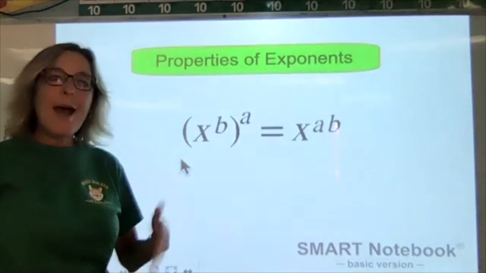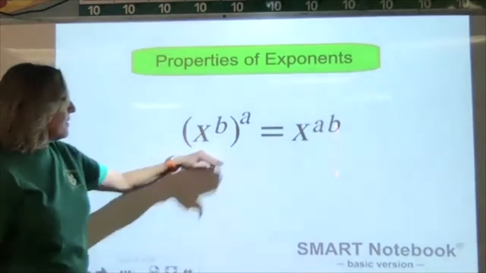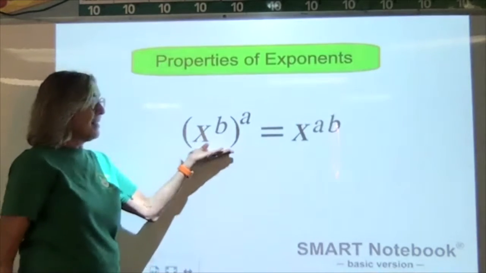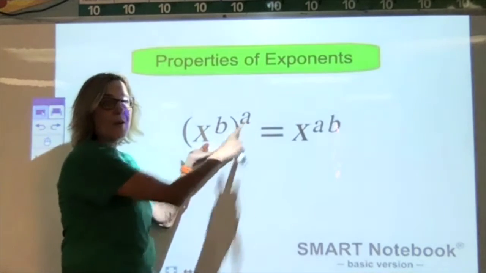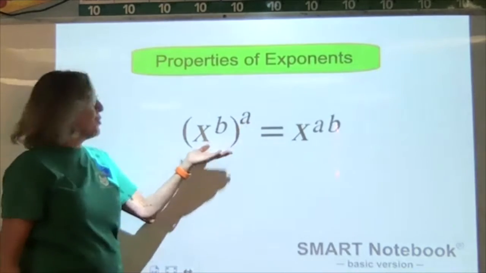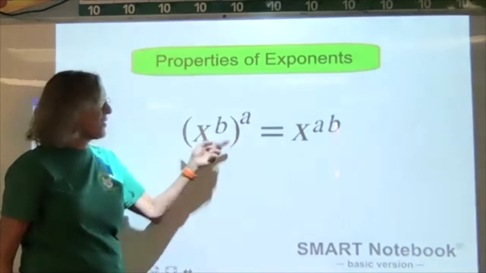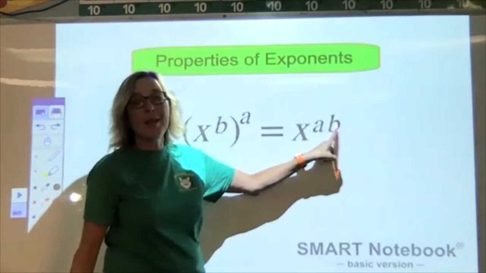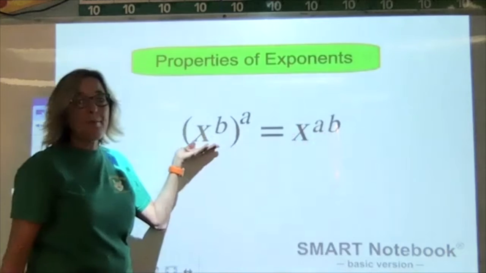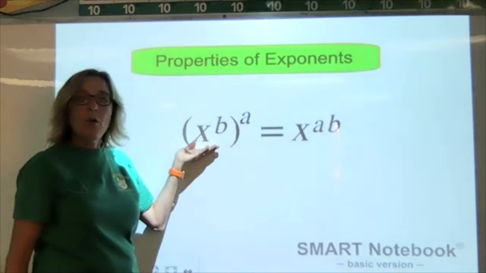This is called power of a power. So the base is x to the b power, and it's being raised to the a power. And if you remember, we ended up repeating this factor this many times. So the result was that you multiply the 2 exponents with that base. And that's called power of a power.